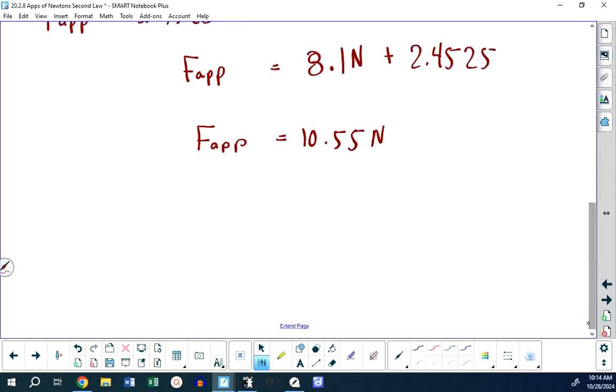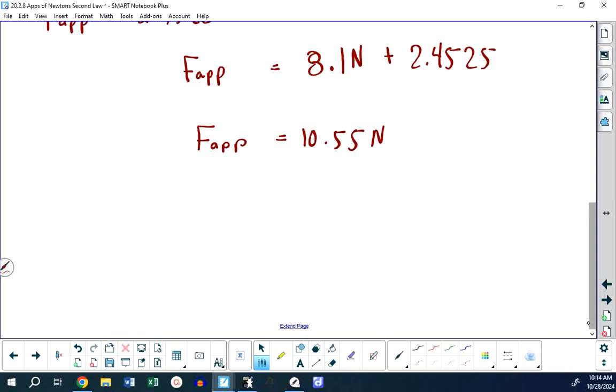So the answer to the question is you need an applied force upward of 10.55. Now I'm curious, gentlemen, where the 17 point something came from. FG is mg. I kind of forgot that, and I just put 9.81. Okay. So you understand why this is the way to go.